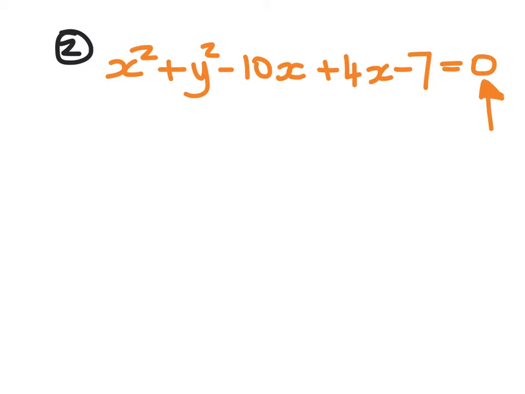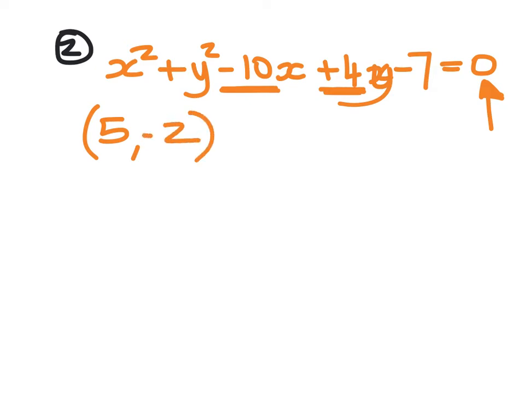So once it's in that format, the centre is nice and easy. We take the negative 10, half it and change the sign. Oops, that should be a y, sorry. Take the 4, half it, change the sign, negative 2. So that gives you the centre.